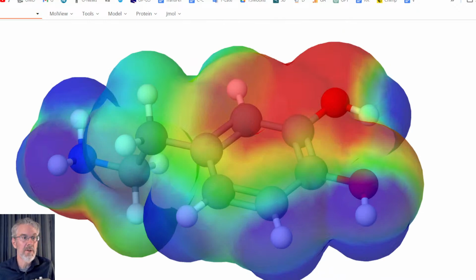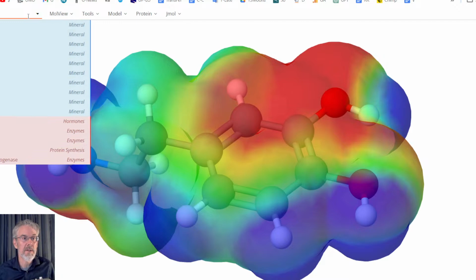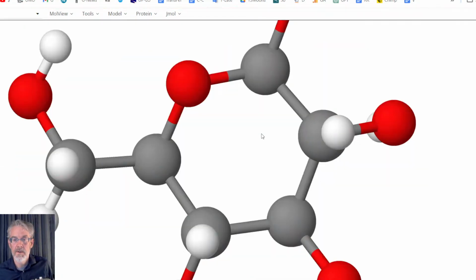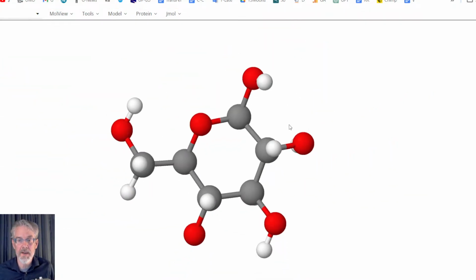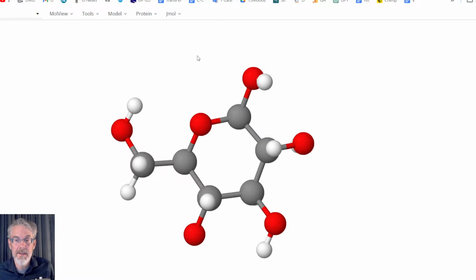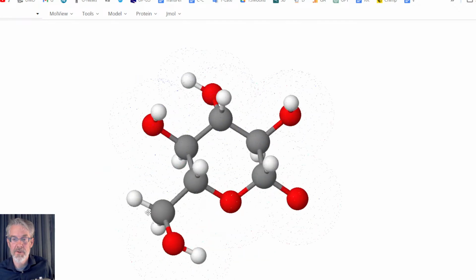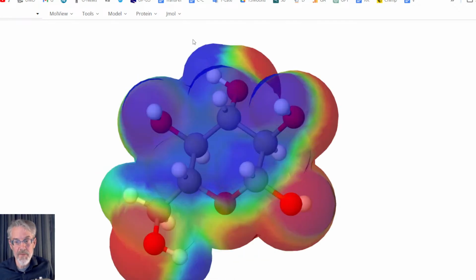Alpha and beta glucose. Let's put glucose up there. G-L-U-C-O-S-E, glucose. You can see the one ring. So glucose dissolves in water pretty well, and here's why. Look at all that red there. The water molecules can all line up around it and pull it apart, not the bonds, but separate the molecules of glucose.